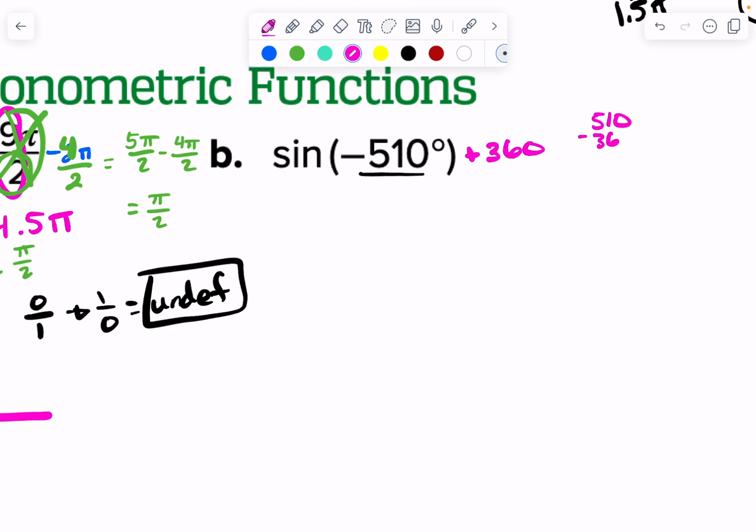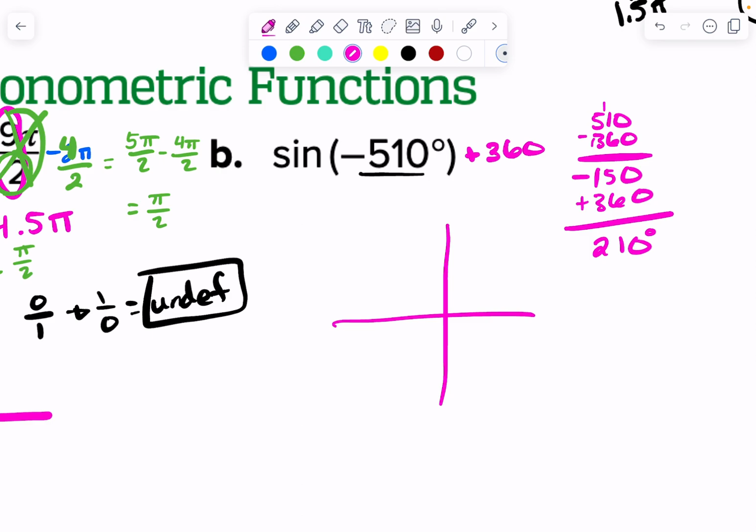510 minus 360. I know the 510 is negative, but that's okay. I can't math. I can't think right now. 150, and it's negative 150. So I'm going to add 360 again, which is going to be a positive 210 degrees, okay? And positive 210 degrees is in the second quadrant? No, third quadrant. See, I can't math.